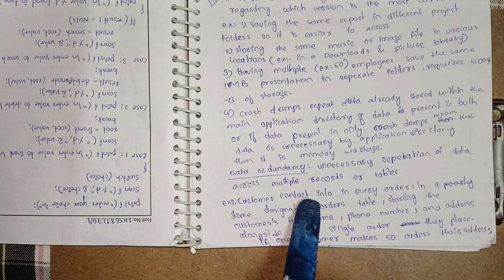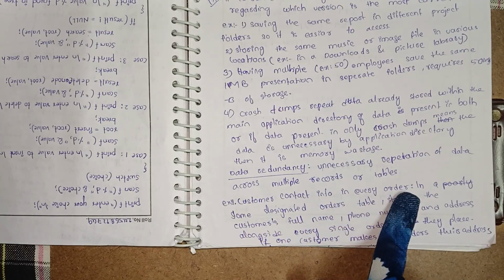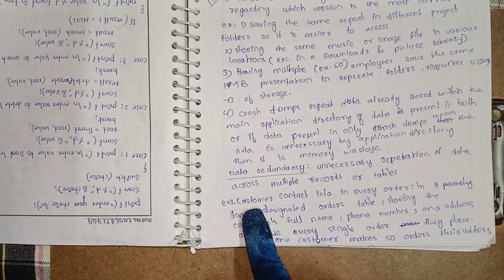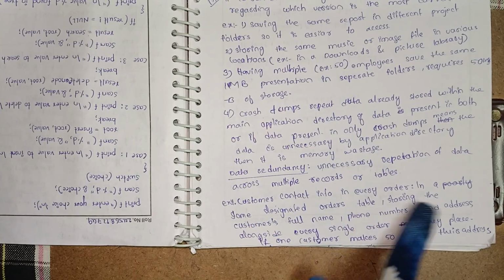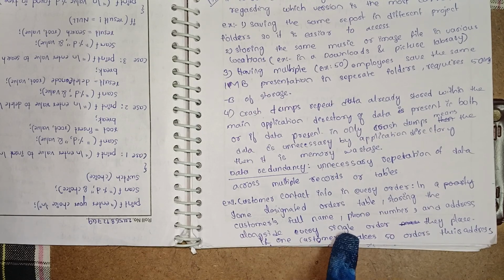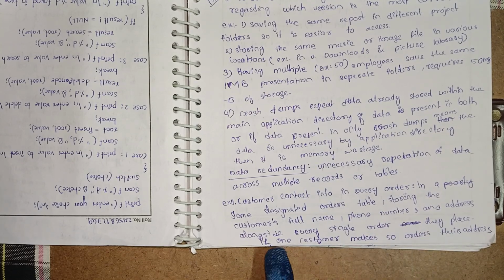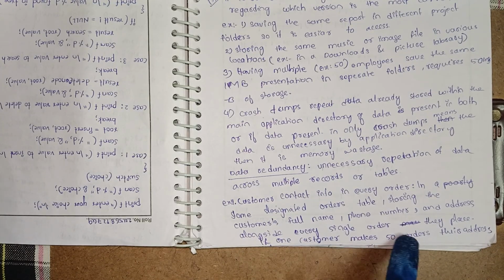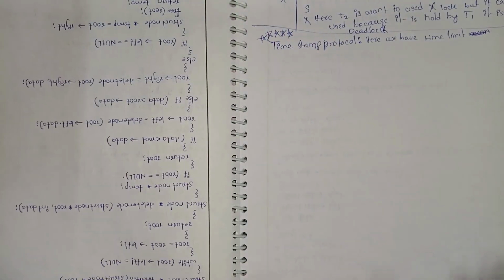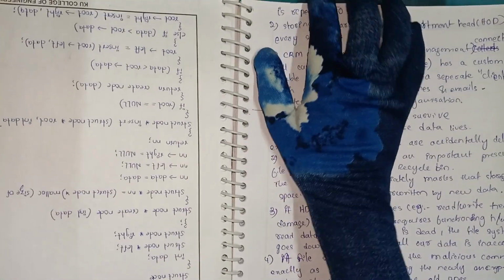An example is customer contact information in every order. In an orders table, storing the customer's full name, phone number, and address alongside every single order they place. So if one customer makes 50 orders, their address is repeated 50 times.